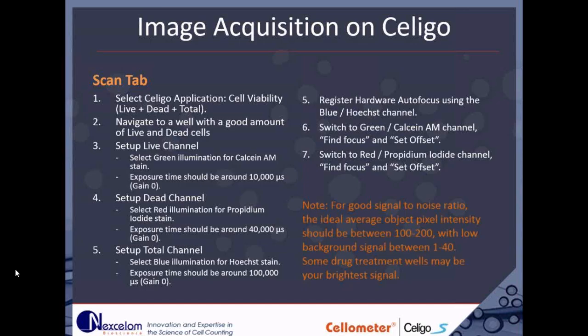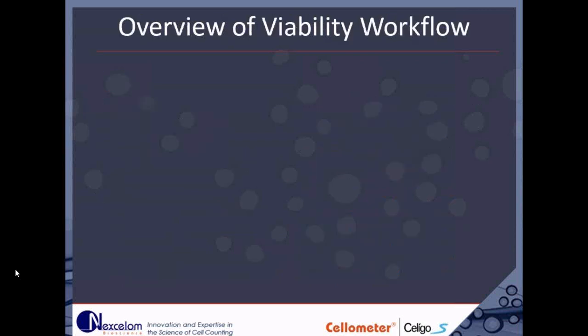A reminder here that you want your pixel intensity average to be between 100 and 200, and then the background should be between 100 and 40. This will give you a good signal to noise ratio for your image analysis. And then finally, you'll just select your wells to be acquired and start analysis or start acquisition.